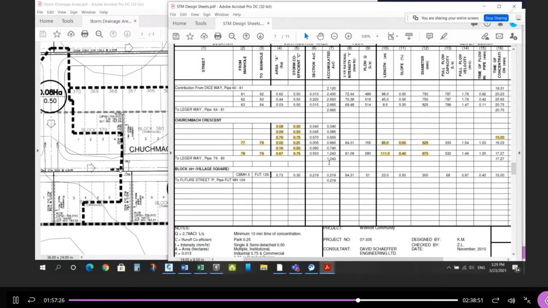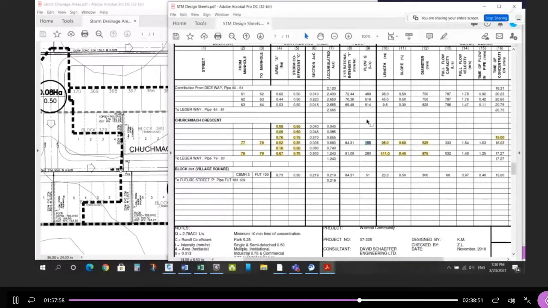It adds up. Once you have the accumulated A times C, this is the weighted average of the different areas with the different runoff coefficients. It's like the weighted average of the different area and runoff coefficient combinations. That's A times C. If you multiply by I, this is I, A times C times I times 2.78 gives you the expected flow Q. So this is all calculated.